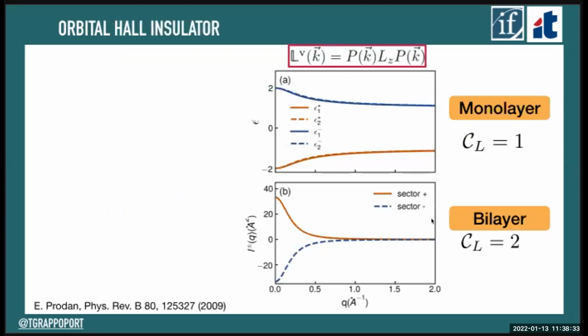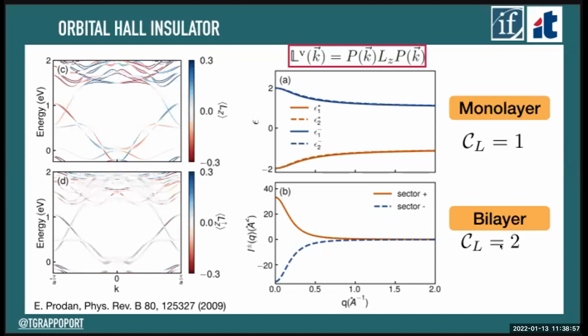Well, in our case, the spectrum is gapped, so we can calculate, and this curvature is well behaved. We can calculate this Chern number, and we obtain it is 2 for the bilayer and 1 for the monolayer. But this is per valley, right?